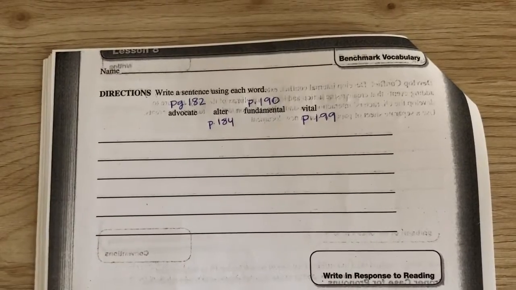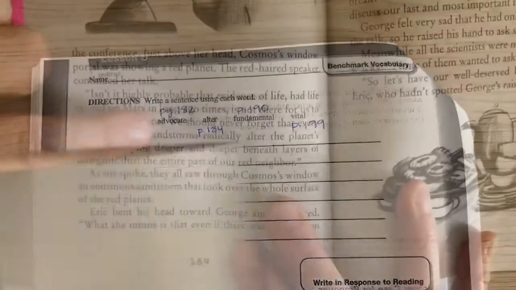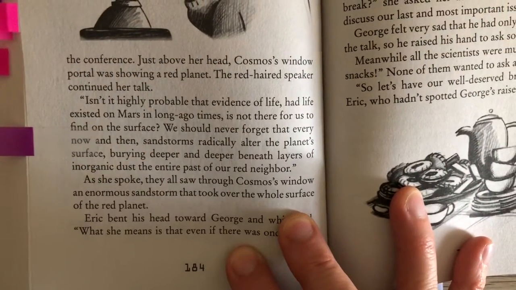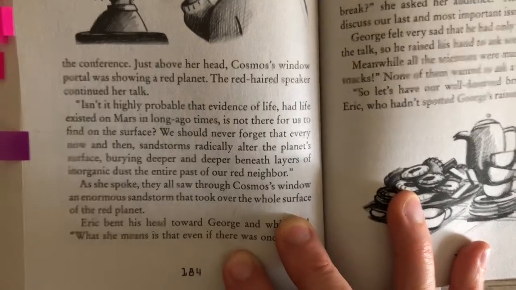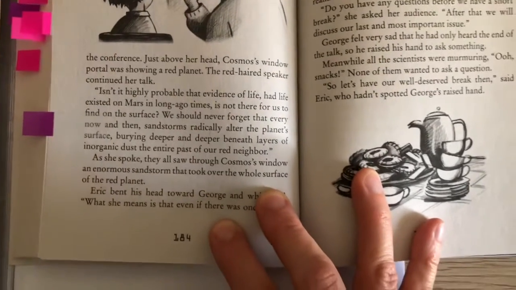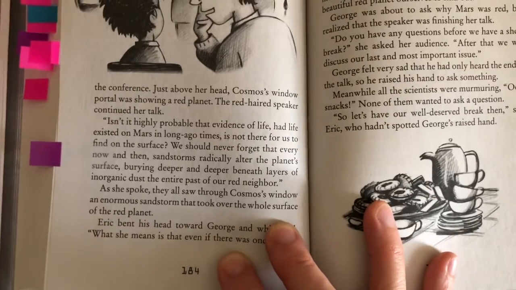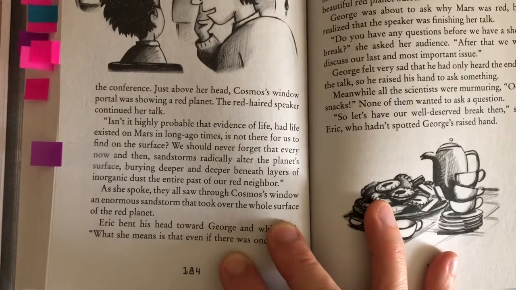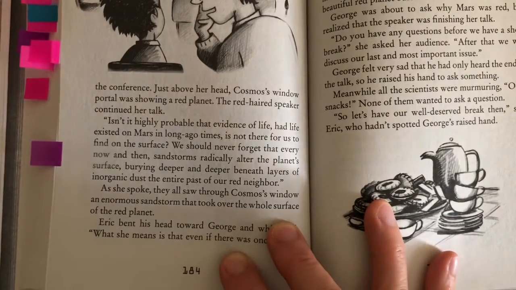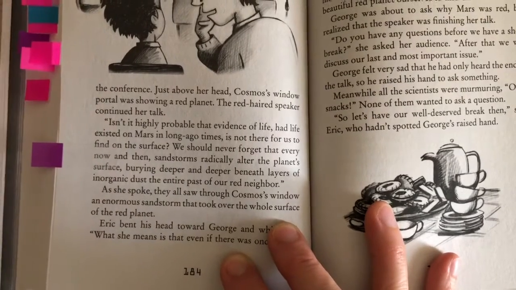The second word is alter, and it can be found on page 184. "We should never forget that every now and then sandstorms radically alter the planet's surface, burying deeper and deeper beneath layers of inorganic dust the entire past of our red neighbor." So it sounds like the sandstorms are bringing more and more sand and burying things deeper and deeper, so when they alter it, it must mean that they're changing it.